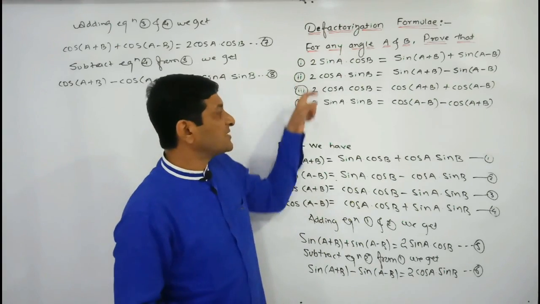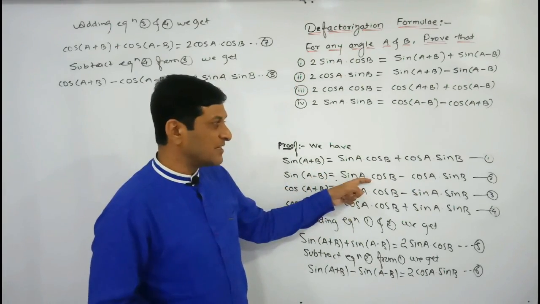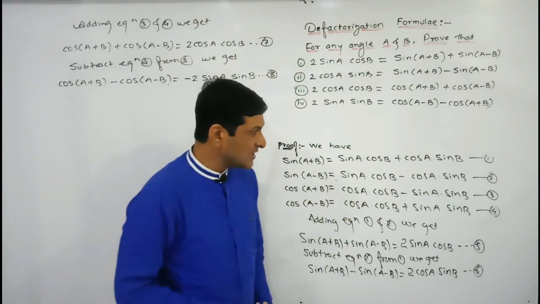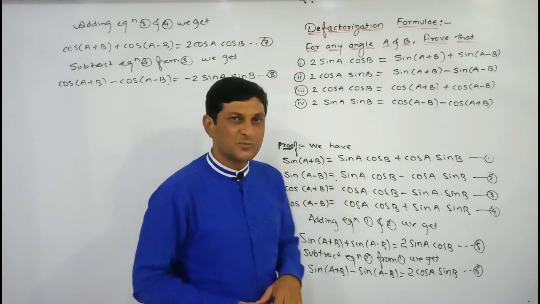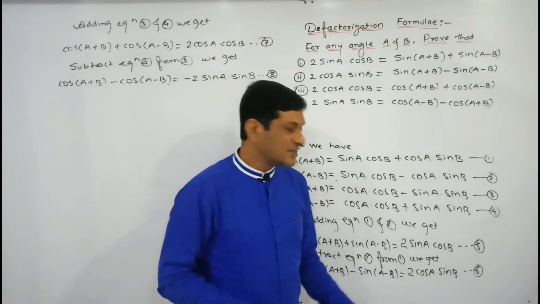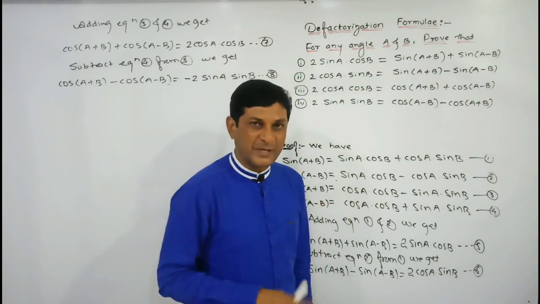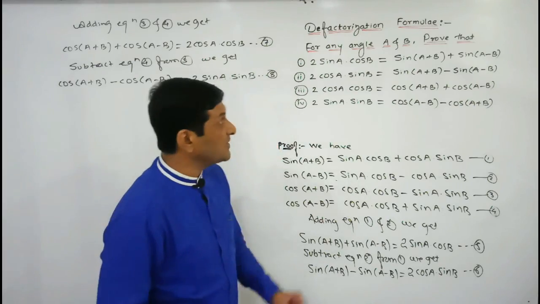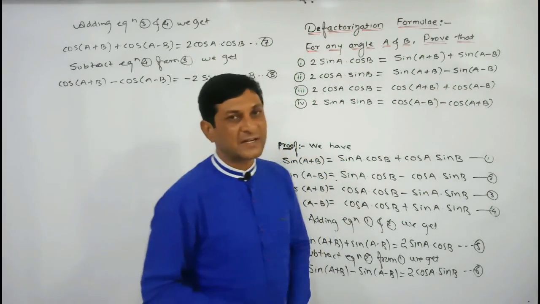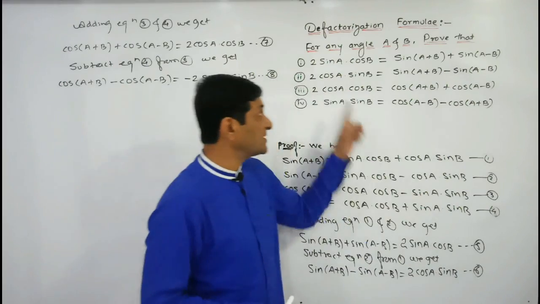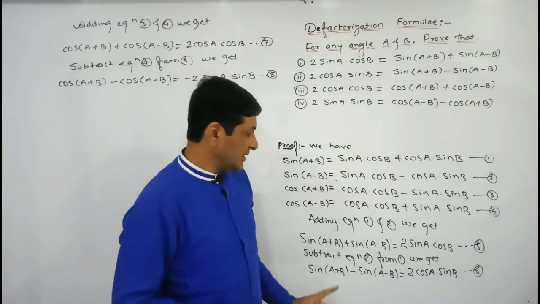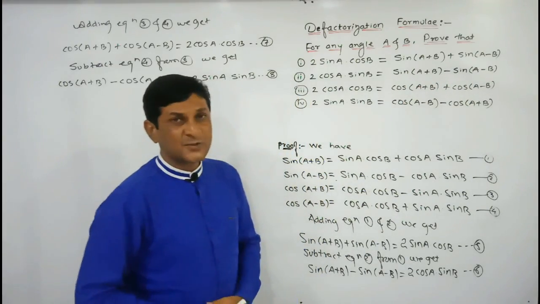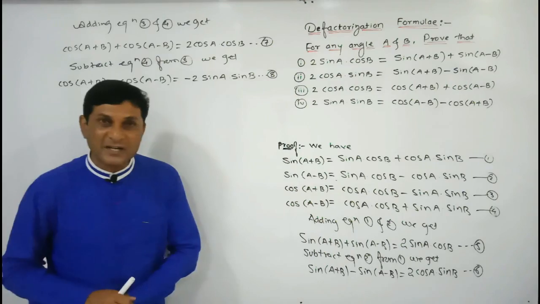Now later on we have taken the subtraction of these two equations. We have subtracted the second equation from the first, and we have got this result. On this side we have taken this difference, and on this side if we take the difference, these two terms will get cancelled, and we will get 2 cos a sin b. And 2 cos a sin b is equal to sin(a+b) - sin(a-b), which is nothing but our second defactorization formula. Is 2 cos a sin b our left hand side? Yes, it is equal to sin(a+b) - sin(a-b). So in this way we have proved the second defactorization formula.